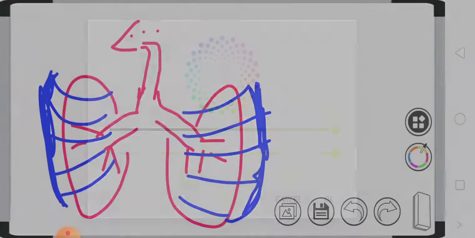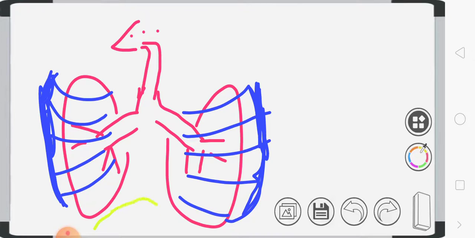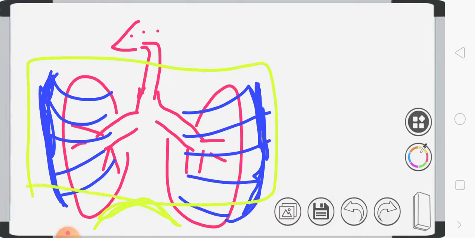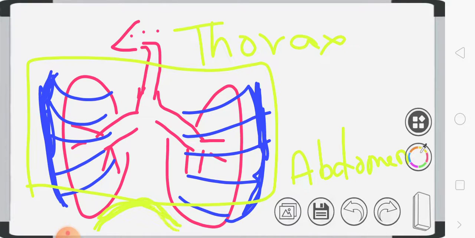Apart from that, what you need to know is the sheet which is just in this abdomen. This is the thoracic cavity, the thorax, and below that we have the abdomen. In the abdomen you have the diaphragm. Its original shape is like a dome. So the diaphragm is dome shaped.